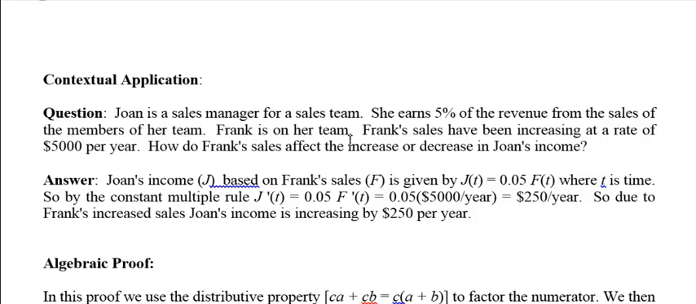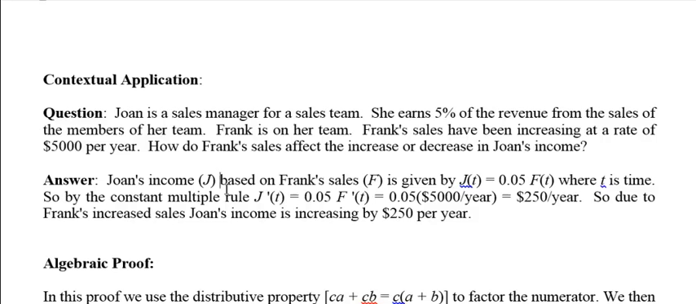Well, Joan's income, the part of it at least that's based on Frank's sales, is given as J of t, which is just 0.05 times F of t, where t is time and F is Frank's sales. So by the constant multiple rule, J prime of t is 0.05 times F prime of t. Well, F prime of t is the rate of change in Frank's sales, which is $5,000 per year, and she gets 5% of that, or $250 a year increase.